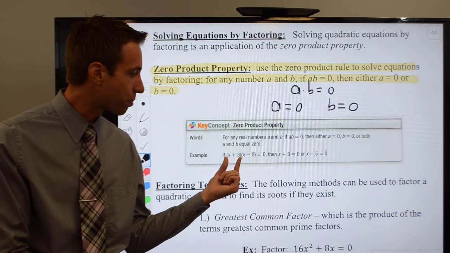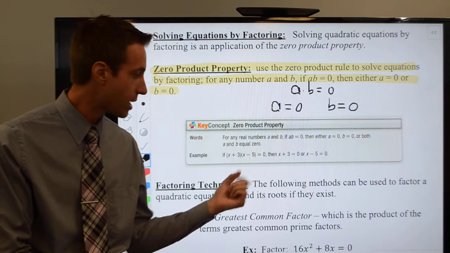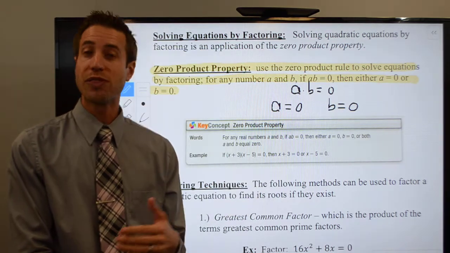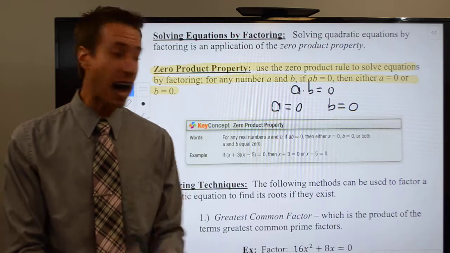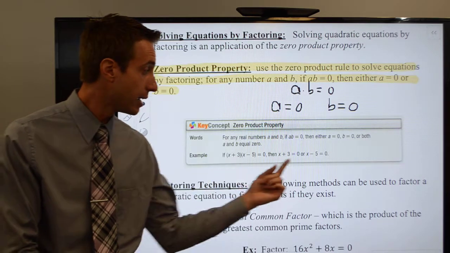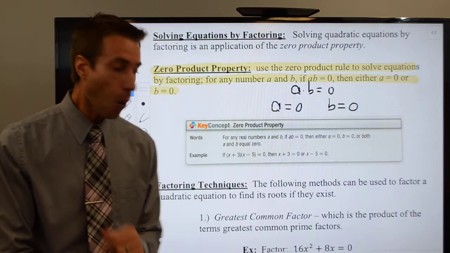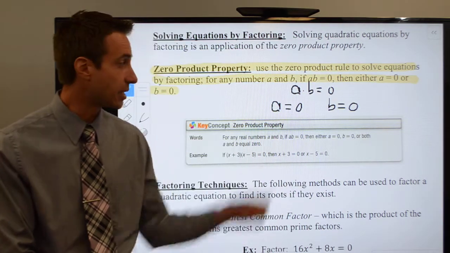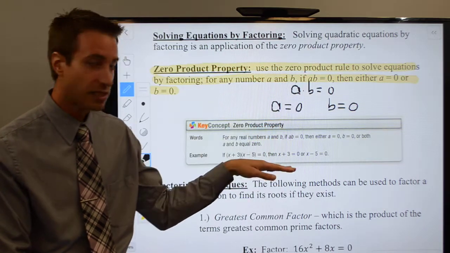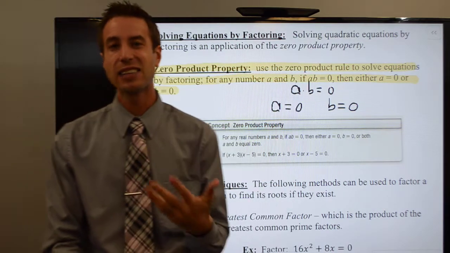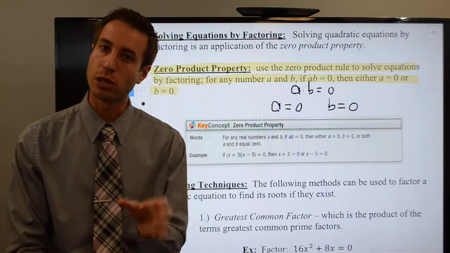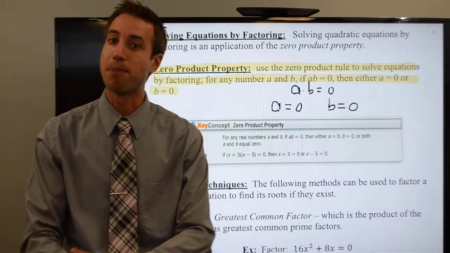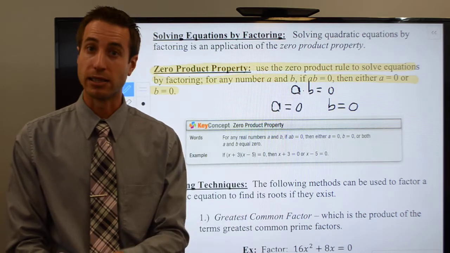This is just like this. If you have the quantity x plus 3 and the quantity x minus 5, and it's equal to 0, well, that can only happen if either x plus 3 is equal to 0 or if x minus 5 is equal to 0. Just like up here, same thing right here. So that's how the zero product property works. Once you have those factors, split them up, set them both equal to 0, and solve.